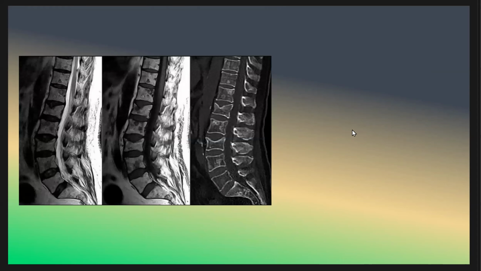Here, this patient has CT and MRI at the same levels, and we have in the CT scan multiple metastases, also seen in the MRI, but in the CT scan, it is sclerotic metastasis. You should know the differential diagnosis of sclerotic metastasis.